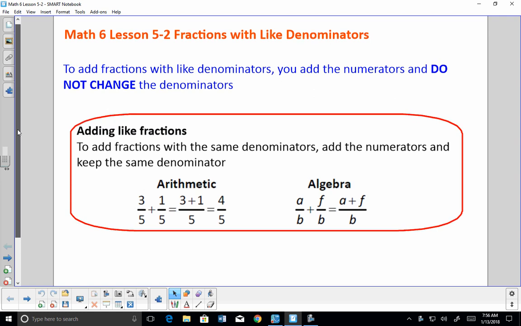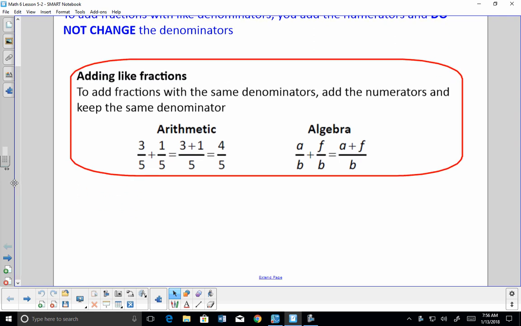With arithmetic, that means if we have something like 3/5 plus 1/5 equals 3 plus 1 all over 5. 3 plus 1 is 4, so that becomes 4/5. Algebraically, a over b plus f over b equals a plus f over b. You can't simplify that, so it stays just as a plus f over b.